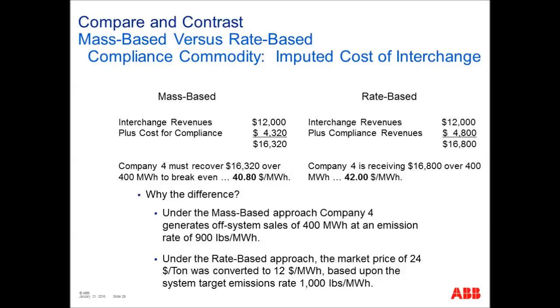All right, so when we look at these two programs, mass-based versus rate-based, you might think, well, hey, those numbers ought to come out to be the same. Well, it's not true, because really what's happening is, under the mass-based approach, Company 4 is generating off-system sales of 400 megawatt hours at an emissions rate of 900 pounds per megawatt hour. On the rate-based approach, we have converted the dollars per ton to dollars per megawatt hour based on the system target intensity, which was 1,000 pounds per megawatt hour.